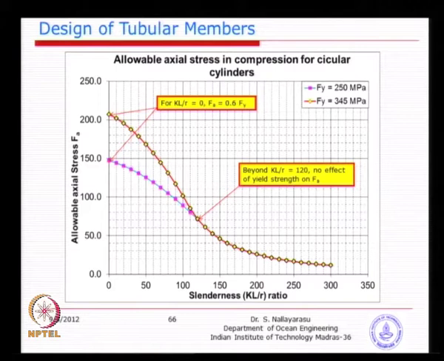Basically buckling is almost governed. So, anything less than 120 you can see a deviation for a lower strength and a higher strength. Ultimately, when this KL by R ratio is 0, the allowable stress becomes 0.6 Fy. So, the lower the KL by R ratio, the higher the allowable stress you are going to get. What we are trying to understand here is that slenderness plays a major role in whether you can allow higher stress or lower stress.